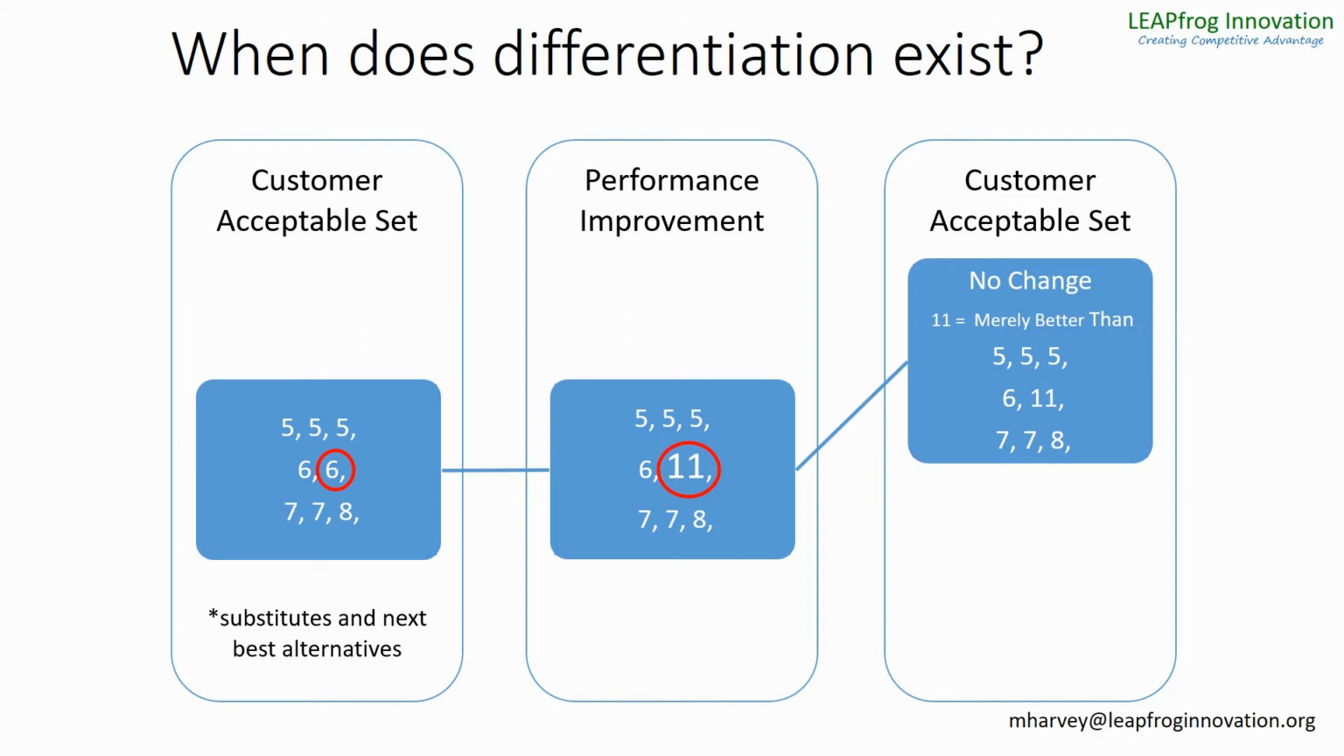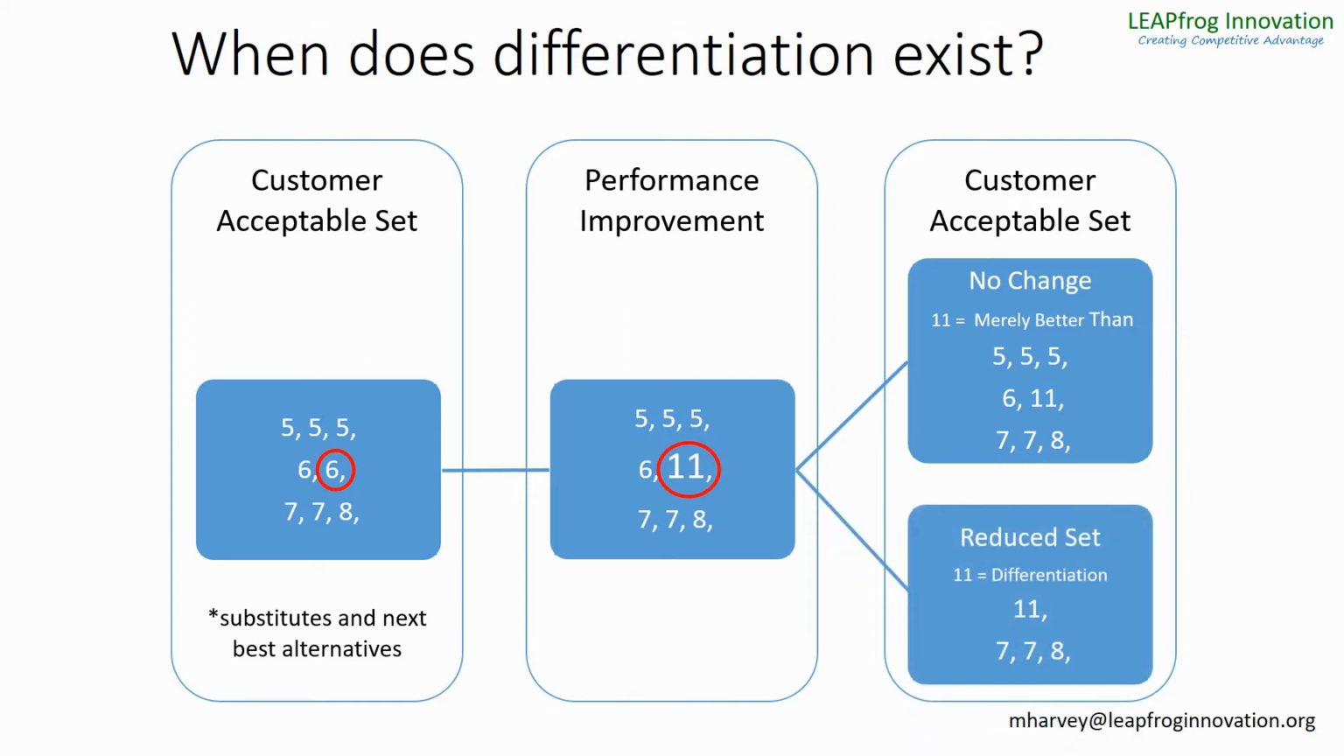If the customer's acceptable set is reduced, then going to 11 results in differentiation. The customer is no longer willing to accept substitutes and alternatives performing at a 5 or a 6. The acceptable set has been reduced. Instead of competing against 7 competitors, I am now competing against just 3 competitors. Of course, the ultimate goal is to obtain the answers to the 5 questions and the ranks and the weights, uncovering the reason the customer will stop what they're doing today and switch to you, reducing the customer's acceptable set to only one offering, which is you.